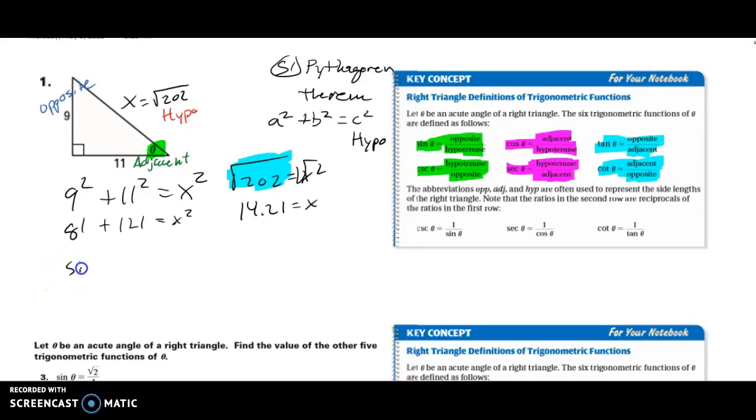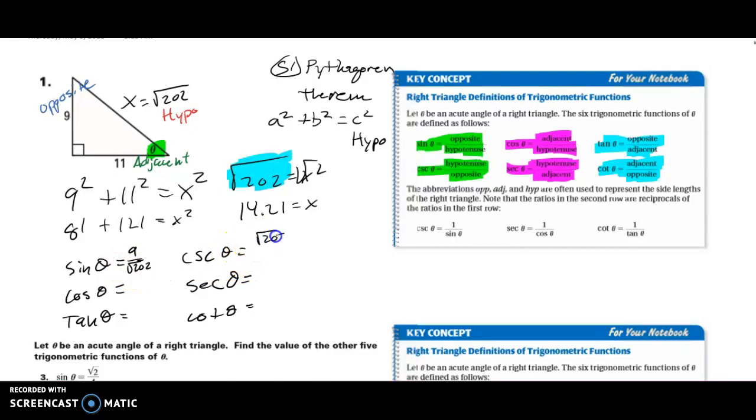So let's do the sine theta equals, cosine theta equals, tangent theta equals. And then we have cosecant of theta. So I'm just copying these down in a row. Secant of theta and cotangent of theta. So sine of theta is opposite over hypotenuse. So the opposite is 9. Hypotenuse is root 202. So we could do 9 over root 202. We'll talk about this in a minute. We're going to just leave it there. Then to do the cosecant, you just flip it upside down.